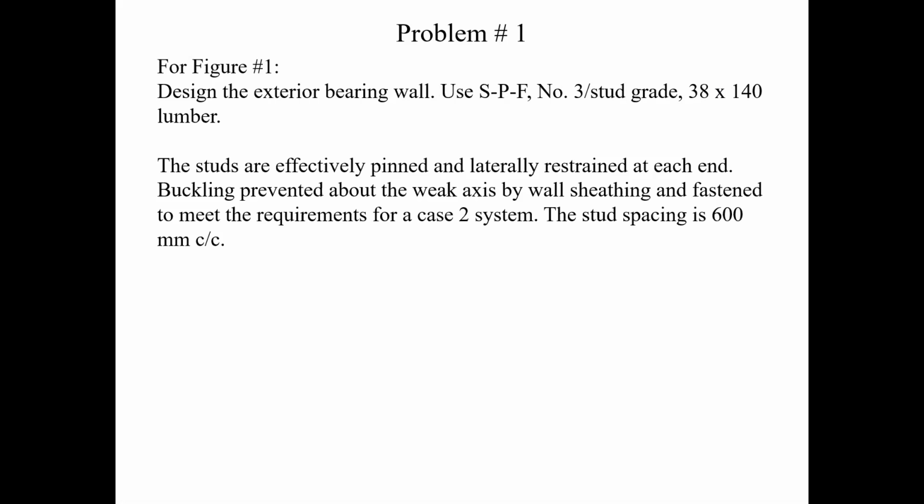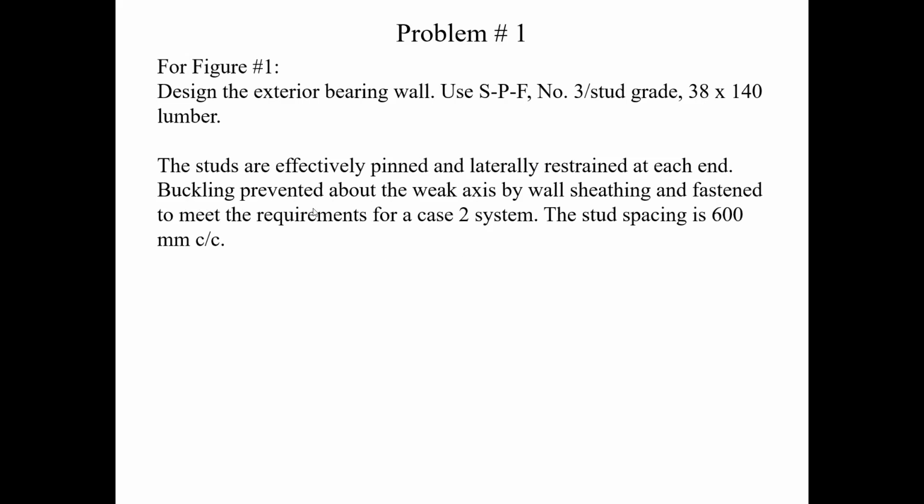Now, the advantage of using 2x6 is that they're stronger studs. You can space them a little bit further apart than the 2x4, but basically it's done more for the insulation than anything else. Now, the studs are effectively pinned and laterally supported at each end. Buckling is prevented about the weak axis by the wall sheeting, fastened to meet the requirement of case 2. I'm giving you all this so that you can go straight to the tables and look for the values of PR and WR to decide whether or not the 2x6 will be sufficient.